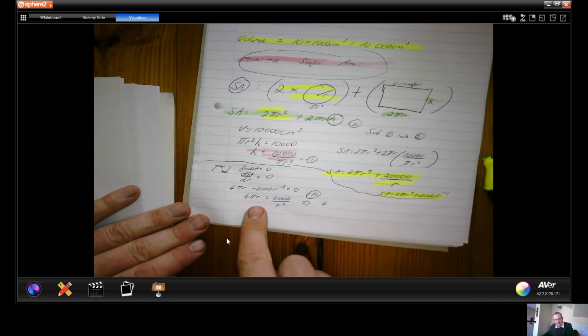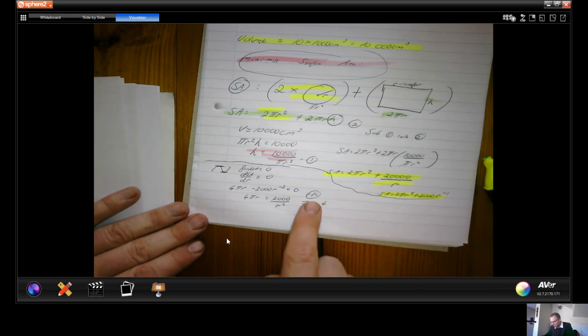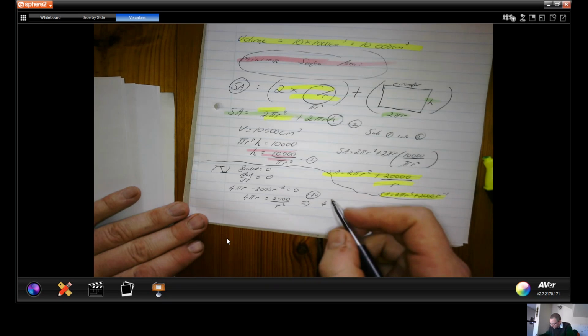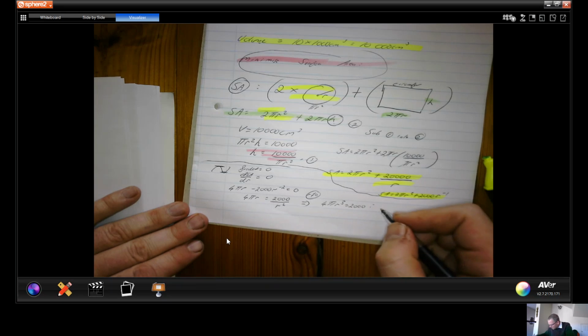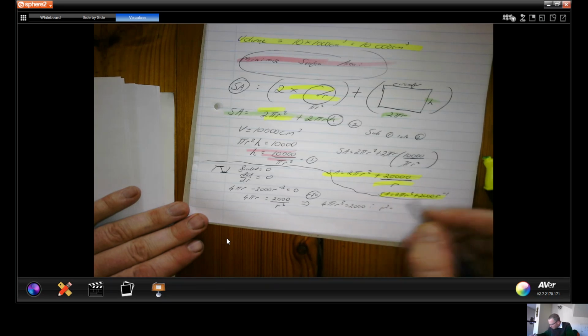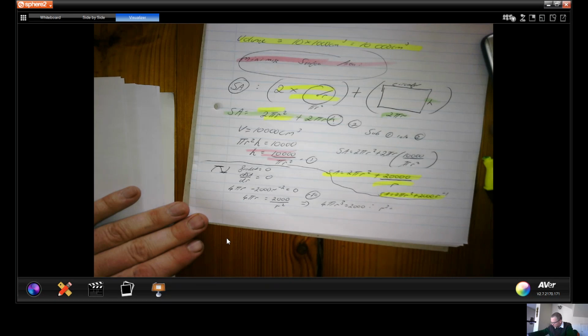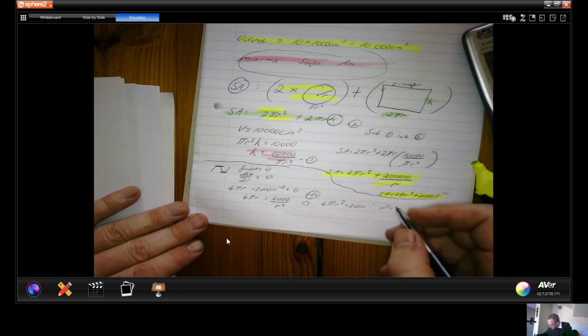You don't lose a solution if you times by a variable, you just got to write your restriction, but you do lose a solution if you divide by a variable. So you get 4 pi r cubed is equal to 2000. Divide by 4 pi, and you're going to get r cubed is equal to 2000 divided by 4, which is 500. I'm dividing both sides by 4 pi.